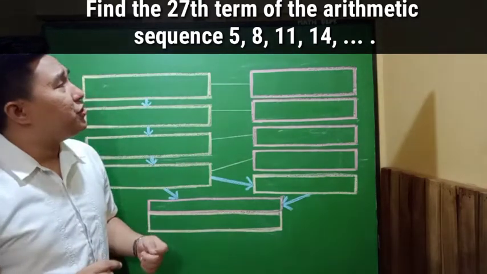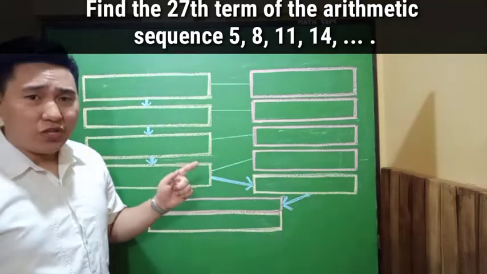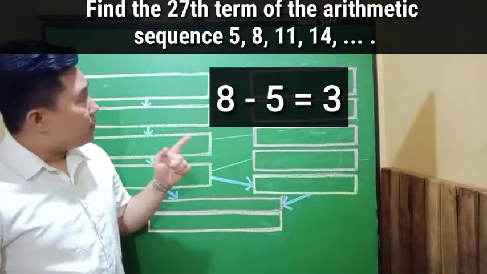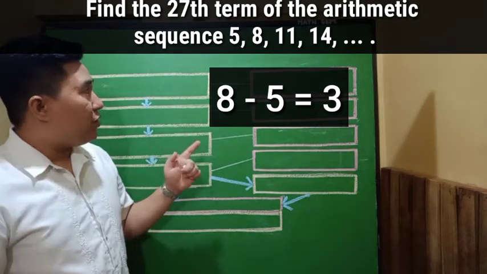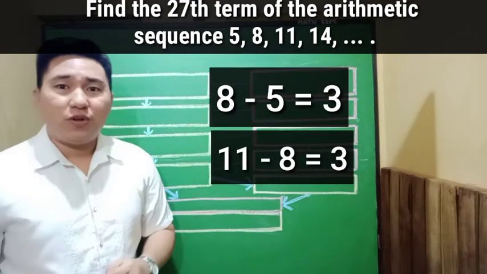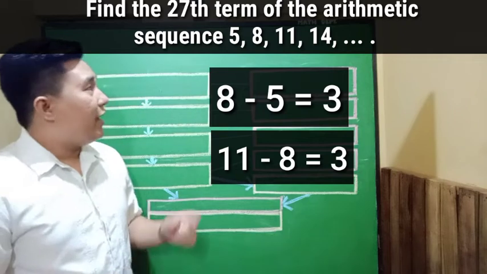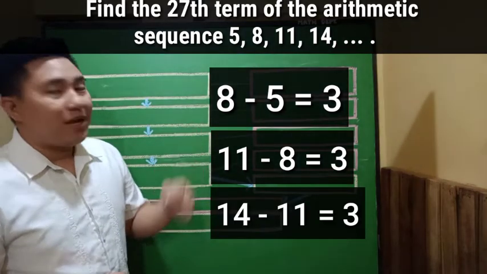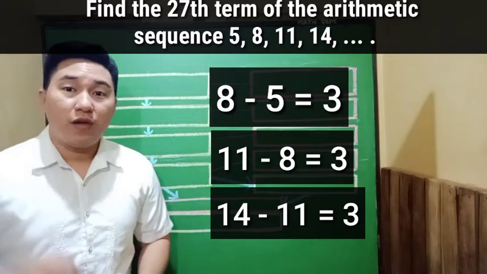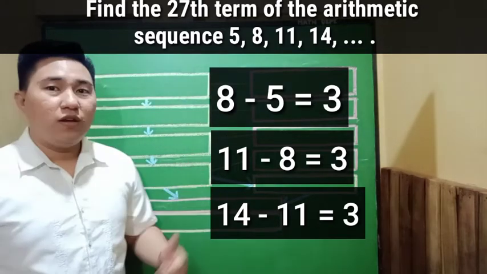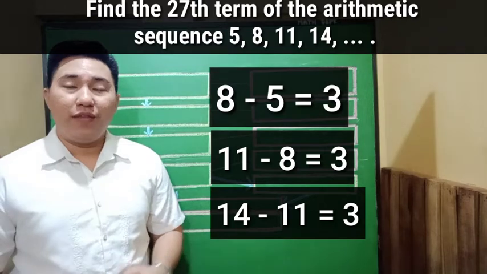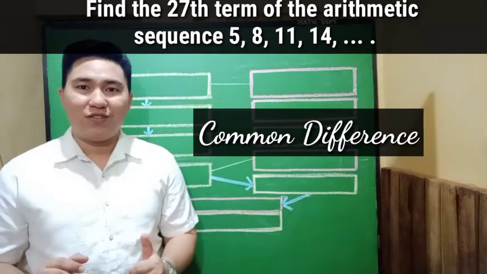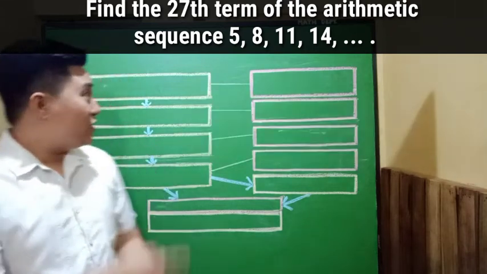So our second term here is 8 minus the first term, which is 5. The result is 3. As we subtract the third term to the second term, 11 minus 8, the result is also 3. And as we subtract the fourth term to the third term, 14 minus 11, we also have 3. As you notice here, we arrive with the same result. And this result is what we call the common difference or the constant. Okay, let's go back to our problem.